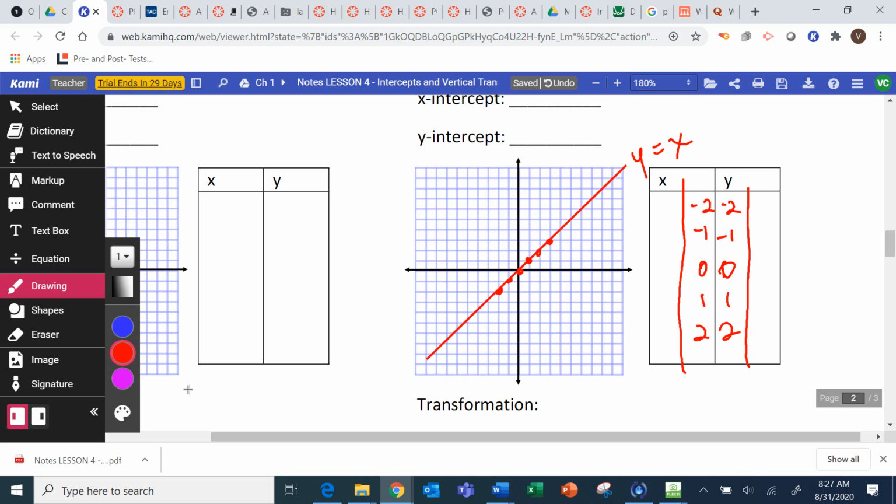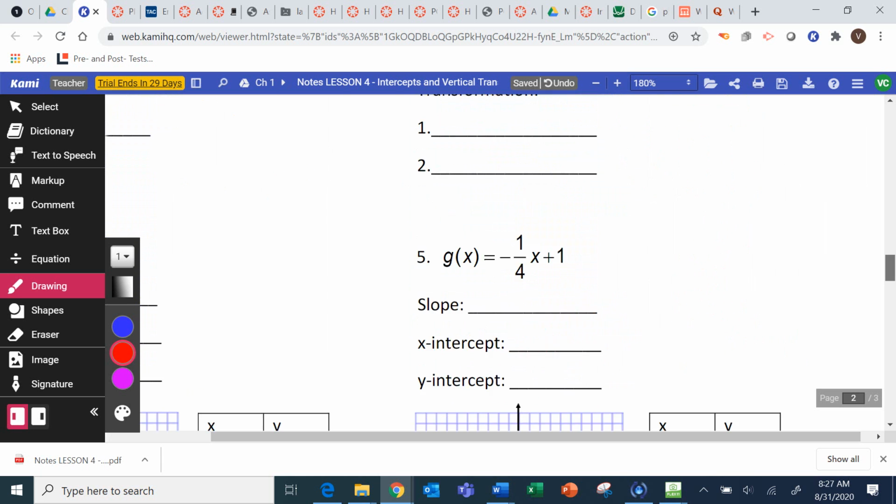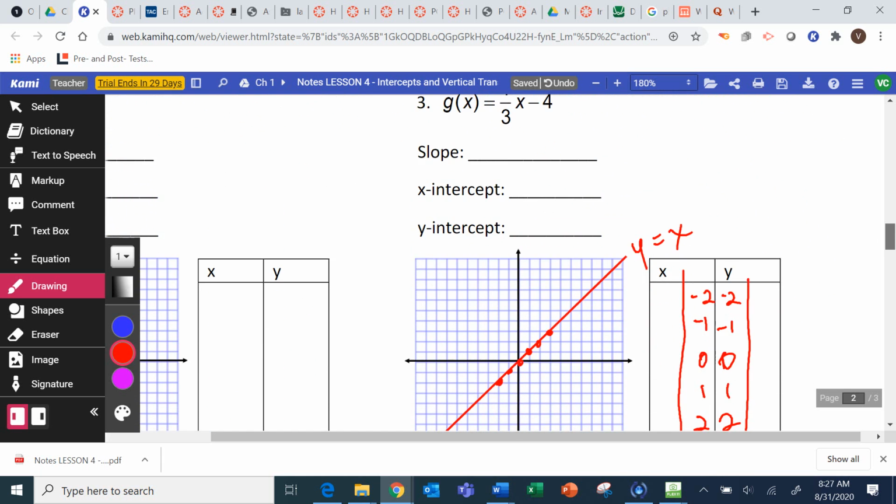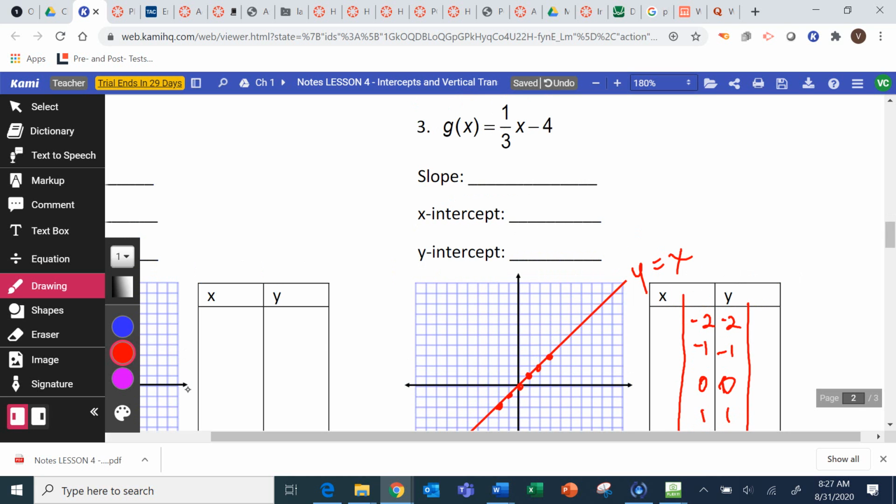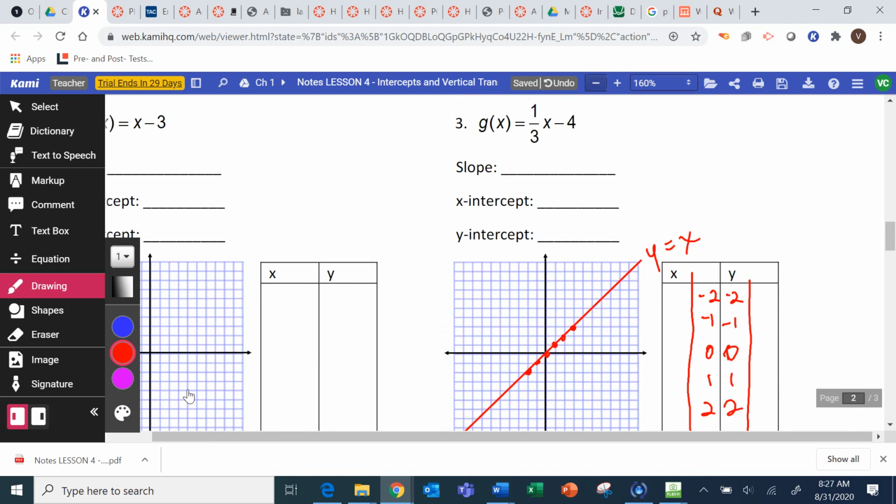Now what we're going to do is use transformations. This is what we're going to do this entire year. We're going to use transformations to find the new graph, the g of x graph. So what we have to do is decide what kind of transformations are happening.